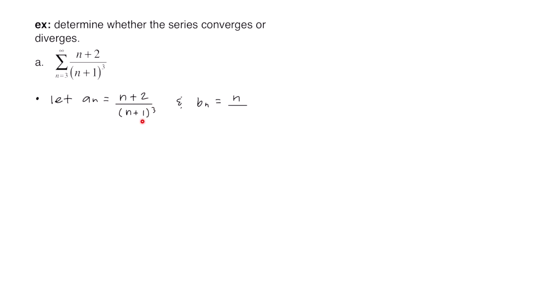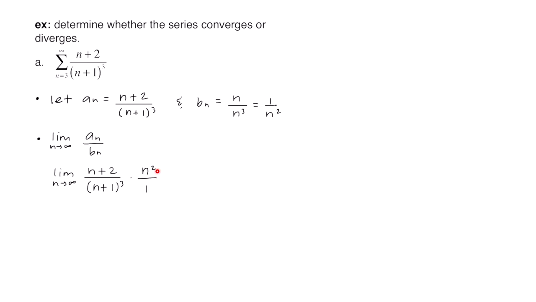Down here, if we were to expand this out, our highest power would be n cubed. So that's the term we're going to use. And then finally, we'll simplify this so we get 1 over n squared. All right, so now we have a sub n, and then we have b sub n. So next, we're going to set up the limit as n goes to infinity of a sub n divided by b sub n. So here's a sub n, and we're going to divide by b sub n, which is the same as multiplying by its reciprocal.